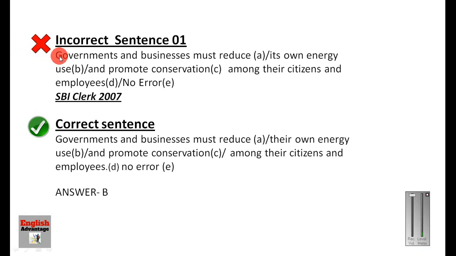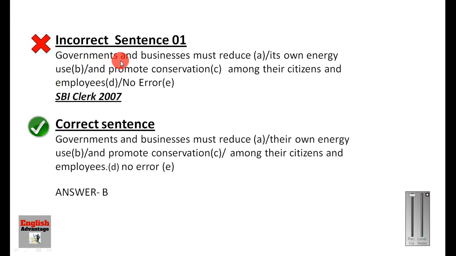Now sentence number one is: Government and businesses must reduce its own energy use and promote conservation among their citizen and employee. Let us find out the error in this question, if there is any error in any part of it.